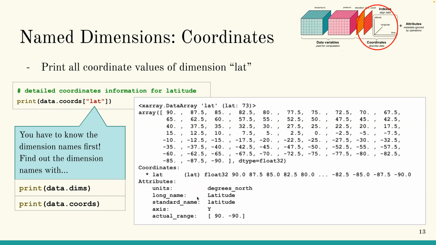So you know that now I have 73 numbers from 90 to minus 90, and in between is 2.5 degrees. And latitude is actually a variable. It just doesn't change with time. So it's a variable in your data, and it will have some attributes even for your dimension. Attributes save, for example, the units, the long name, and also the actual range. Attributes can be numbers, arrays, or strings. It can be anything.